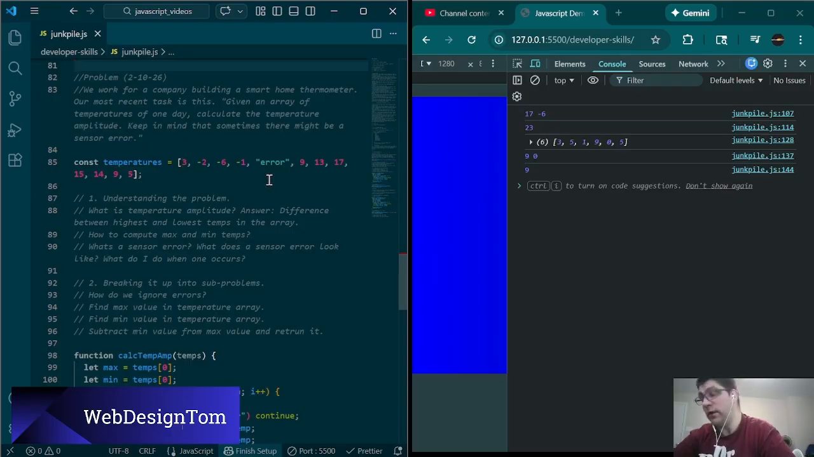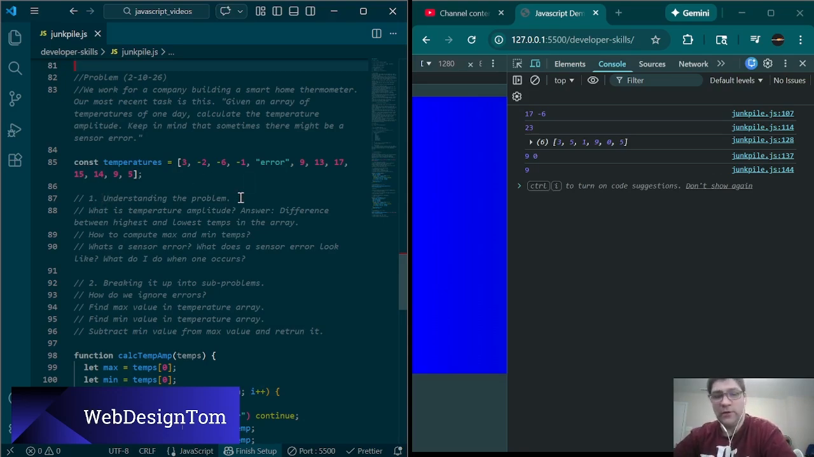I kind of figured it out mentally before he even did the problem. The highest was 17, and the lowest was -6. So anybody could really do it. 17 minus -6 is 23, which we already got right here. But we had to do it code-wise. So we just figured out how to do it in code.